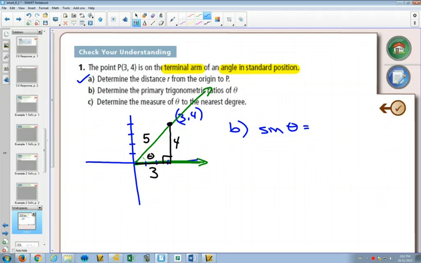What is cos of theta? And what is tan of theta? The answers are on our diagram.